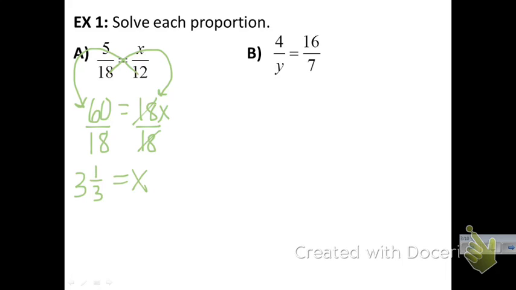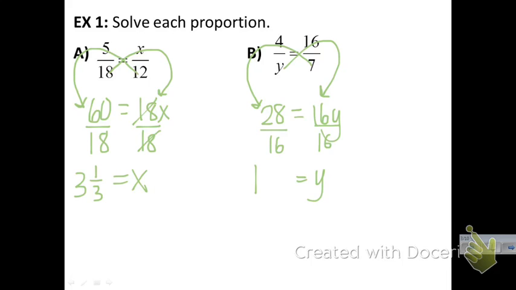On our second one, on B, same idea. We take 4 times 7 is 28 equals 16 times y. We divide by 16, and y equals 1 3/4, or you could say 1.75.